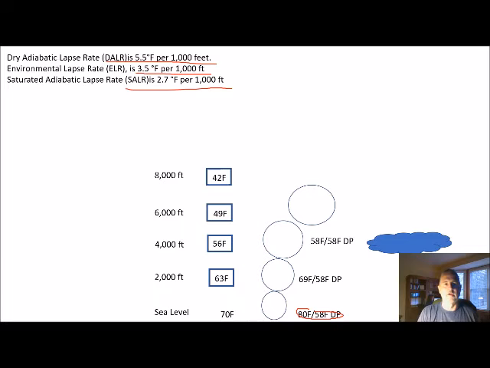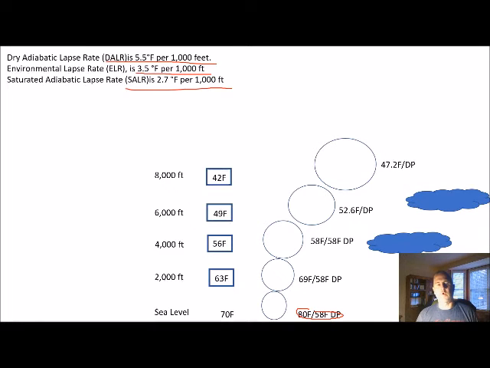So now you're at 2.7 per 1,000. That's 5.4 per every 2,000. So as you see now, its rate of decreasing temperature is going to slow because it's saturated. You're going to have clouds. And the same thing as you go up to 8,000 feet, and it continues on. So that's how you would plug in and understand how the environmental lapse rate works, how saturated versus dry works. And those are very similar testable pieces of information you'll see.